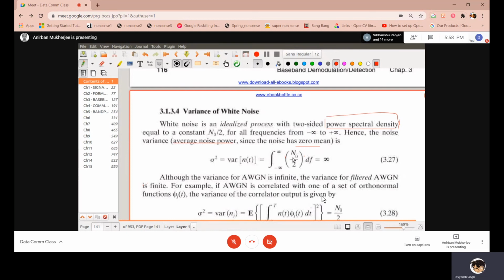Now, this variance, you will see that variance is infinity. Okay, because if I just plot, this is called some sort of a power spectral density. On the power spectral density plot, this side is f and this side is minus f, and the level is basically N0 by 2. If I do the integration over df, from minus infinity to plus infinity, it will be infinity. So although the variance of additive white Gaussian noise is infinity, the variance of the filtered AWGN is finite. Try to understand that.